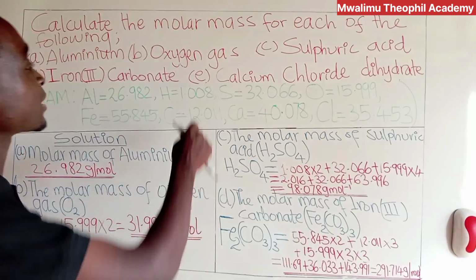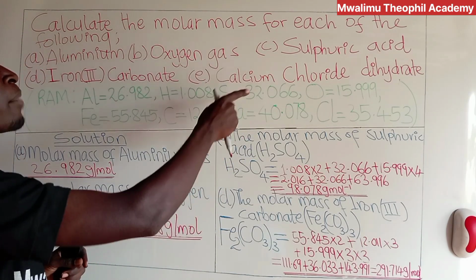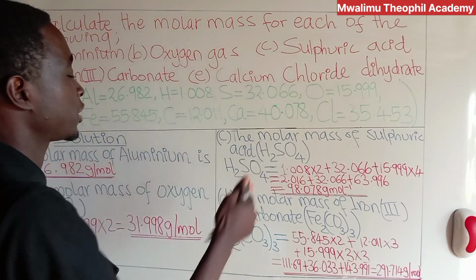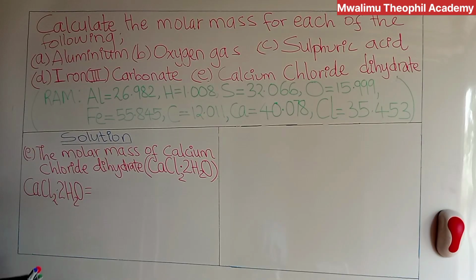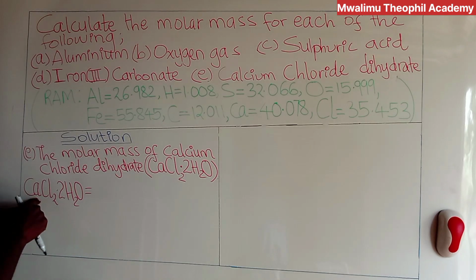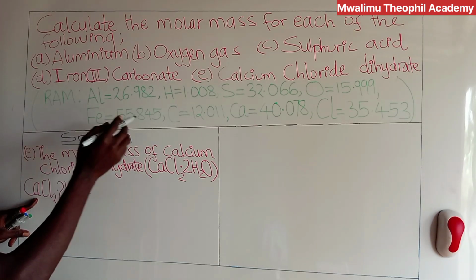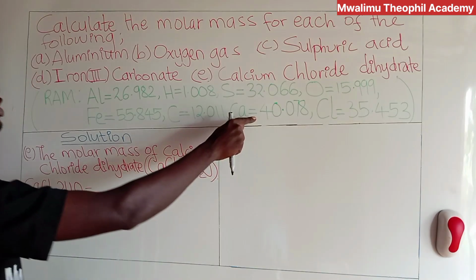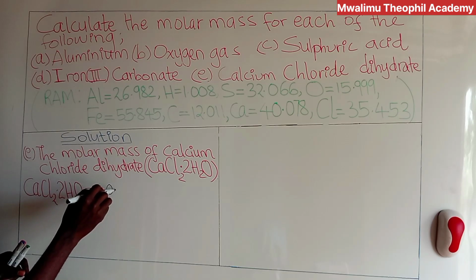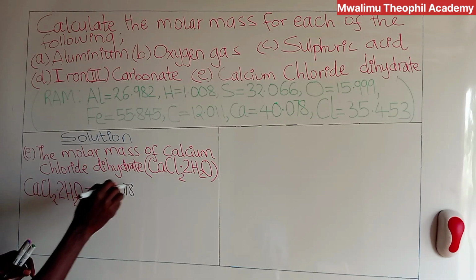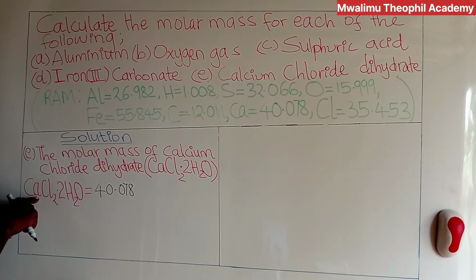After that, let us see the last part, which is E, to calculate the molar mass of calcium chloride dihydrate. How do we calculate this? Let us see. The same as we have calculated the molecular mass of the previous molecular substances, calcium chloride dihydrate is calculated in the same way. We have calcium here. The relative atomic mass of calcium, we are given, is 40.078. As it is only a single atom, we write it as it is.